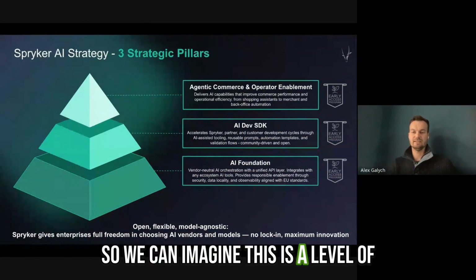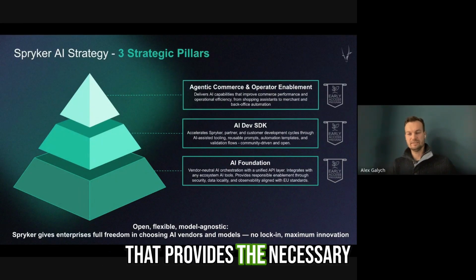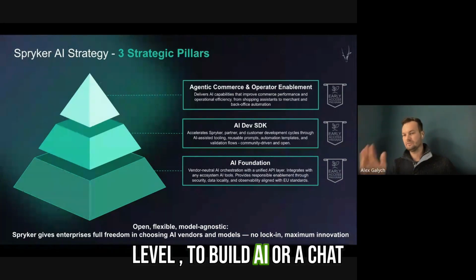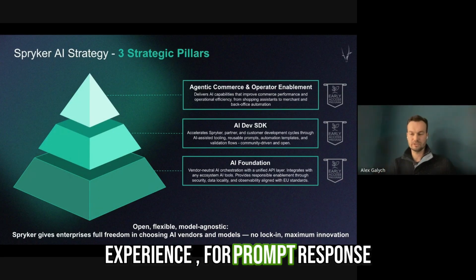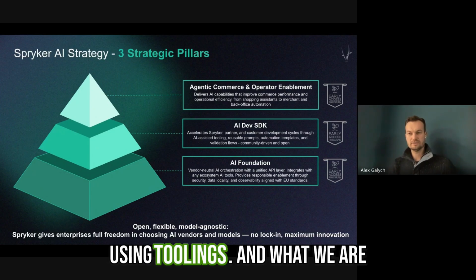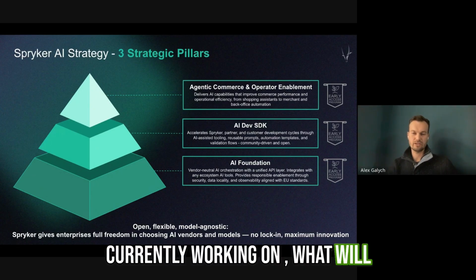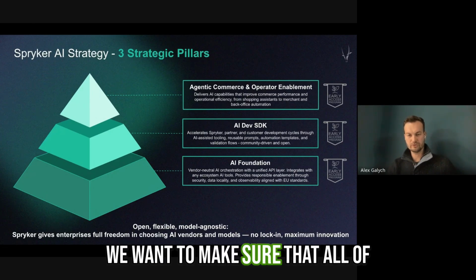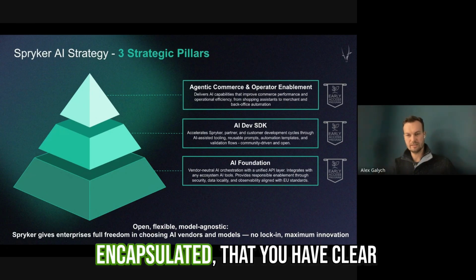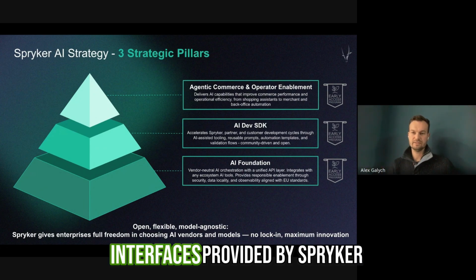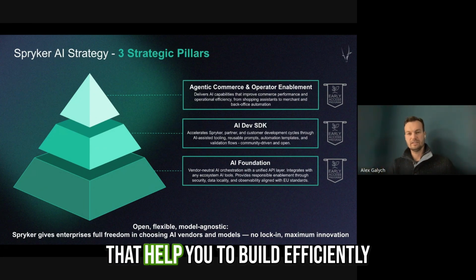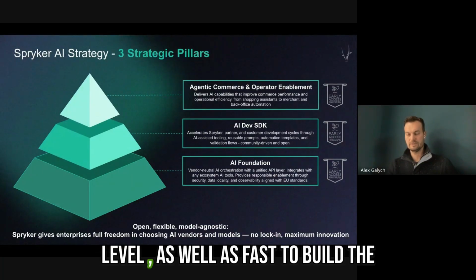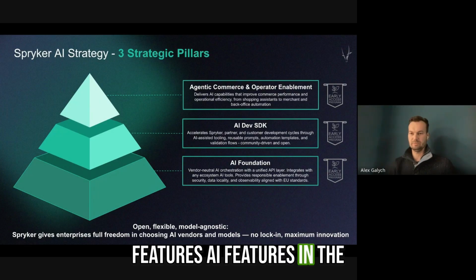So you can imagine this is a level of abstraction that provides necessary interfaces for you, for instance, on the product level, to build AI for chat experience, for prompt response-like experience, using tooling. And what we are currently working on, what will come in the upcoming releases, is actually for agentic workflow. We want to make sure that all of this complexity is encapsulated, that you have clear interfaces provided by Spryker that help you to build efficiently, fast, and safely features on the project level, as well as fast to build the AI features in the platform.